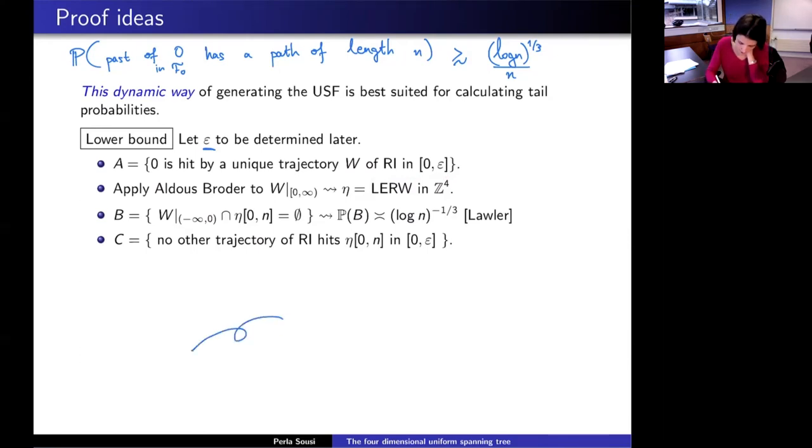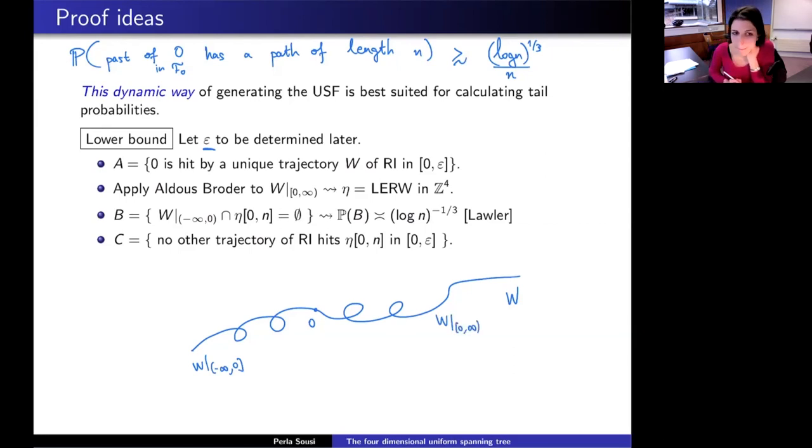So let's suppose 0 is here, and let's say that this is the trajectory W that hits 0 in the interval 0 epsilon. So this part here is the negative part of W, and this is the positive part of W. And it goes in this direction. Okay, so A is just this event. For some epsilon that we'll determine in a little bit, we want 0 to be hit by a unique trajectory of the random interlacements process in this interval.